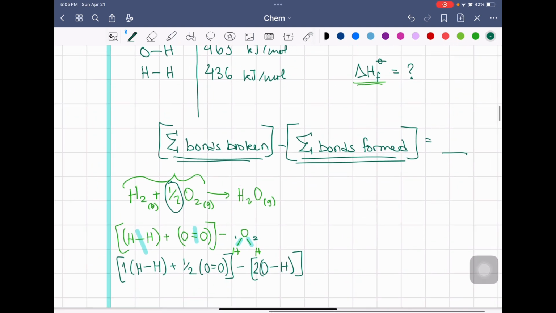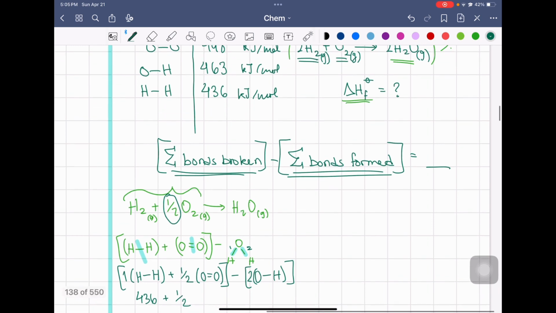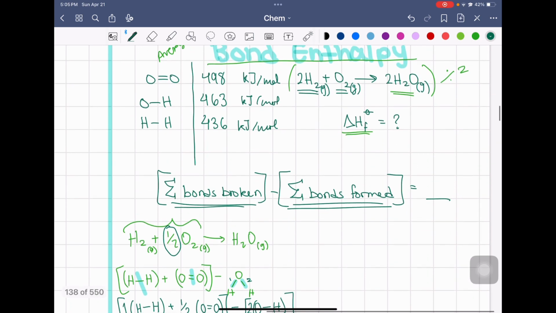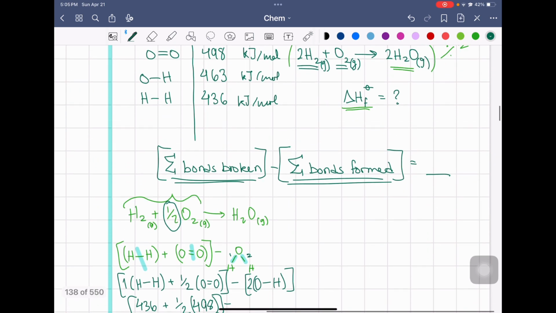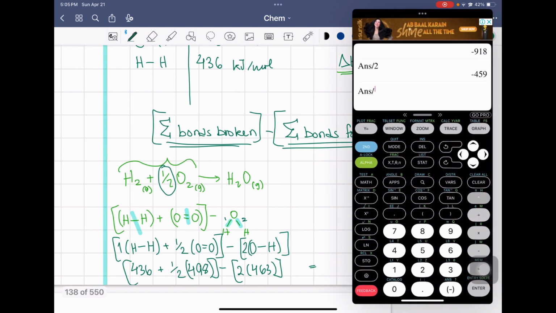Okay, so it's time to sub in. 1 times 436, which is our value up here. Then we're going to add half of O double bond O, which is 498, minus, don't forget your brackets, can't get confused, 2 OH, so 2 times 463. Okay, I'll pull up our calculator out here.